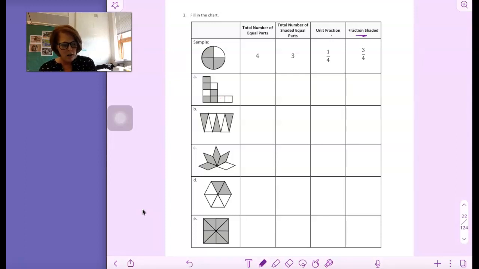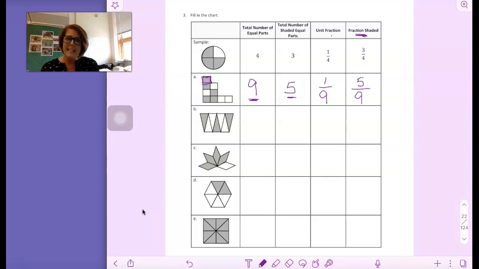1, 2, 3, 4, 5, 6, 7, 8, 9. So there are 9 total equal parts. How many of those are shaded? Go ahead and count them. There are 5 parts shaded. The unit fraction for just one of these squares would be 1/9 because we have 9 total equal parts. And the fraction that is shaded would be the number of shaded. 5 parts out of 9 are shaded. 5/9. Say it with me. 5/9. Let's do one more together, and then I'm going to have you do the rest on your own.